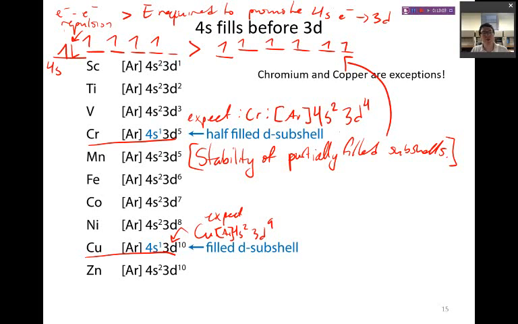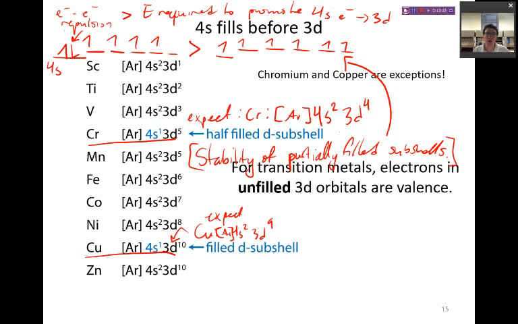When it comes to the valence electrons of transition metals, iron has 8 valence electrons, the 4s2 and the 3d6. Normally, when we think about valence shell, these are the outer shell electrons that are valence shell.